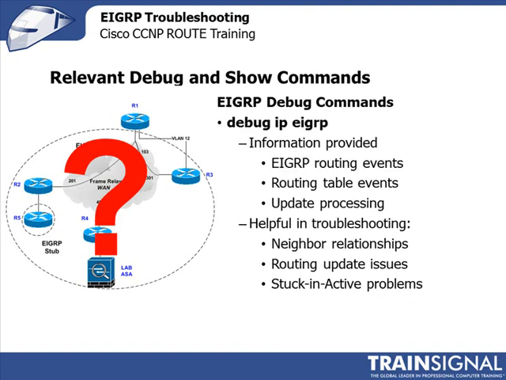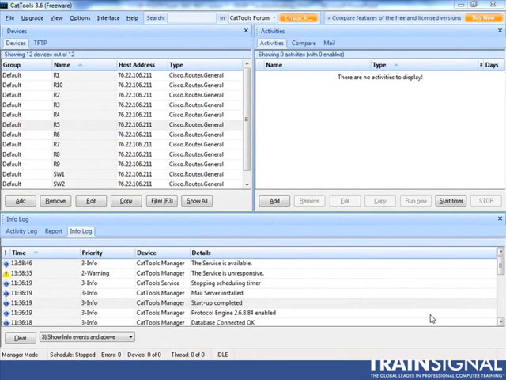Debug IP EIGRP can actually demonstrate and display whatever routing events are going on: routing table events, EIGRP routing events, update processing, and it can help troubleshoot a variety of those issues as well. So now that we've examined some of the debug and show commands, let's actually look at how that operates.